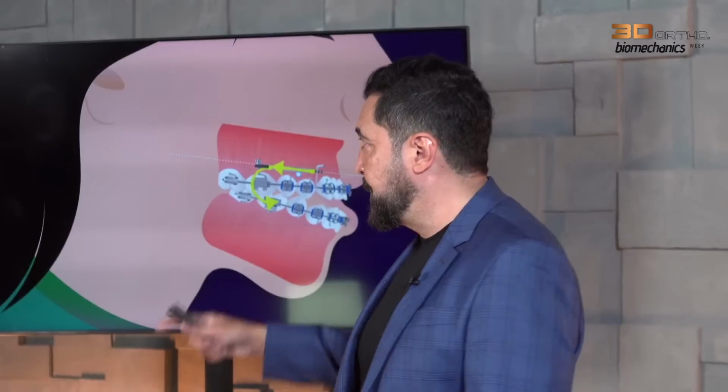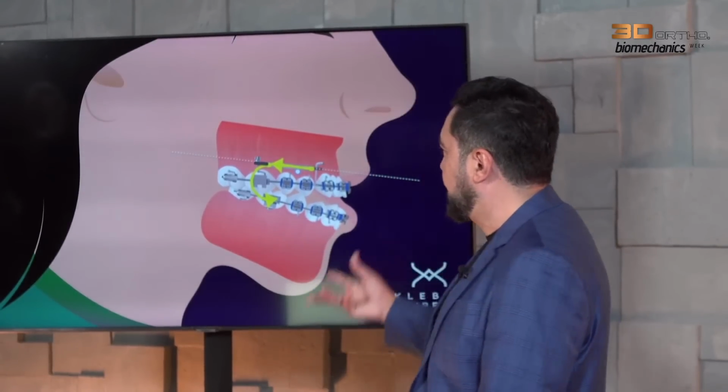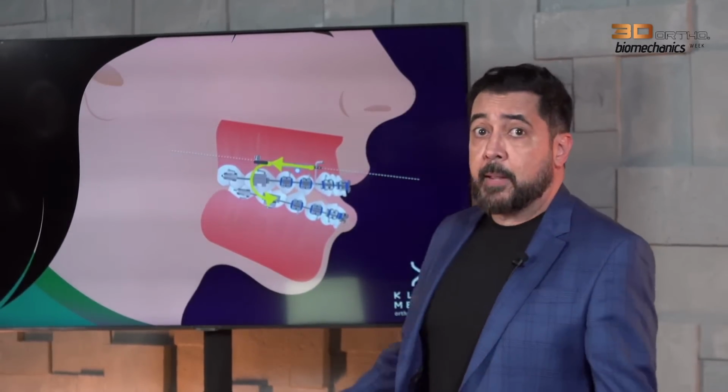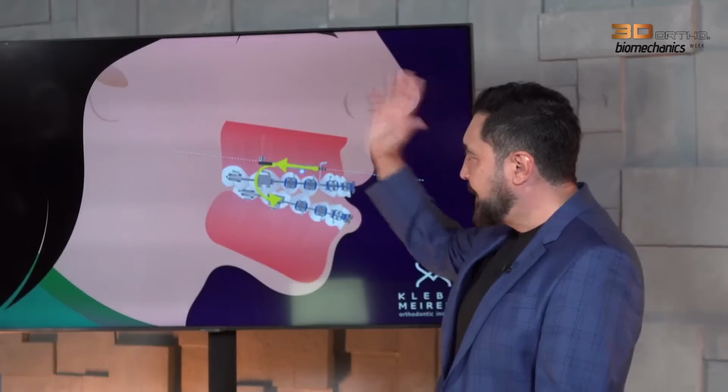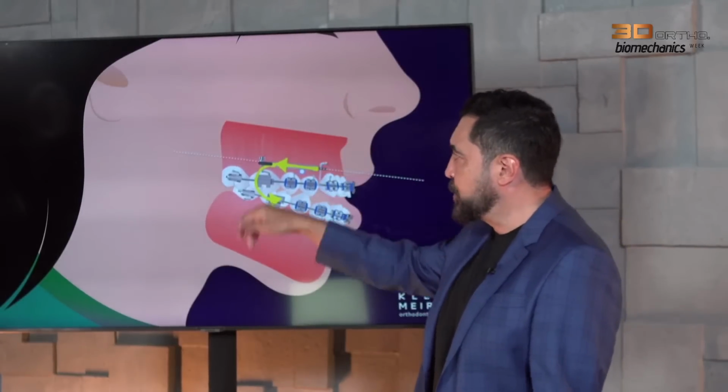Now you have two problems. You still have the class 2, and now you have a more vertical and higher lower anterior face height that you created. And now the treatment is longer. And now you need to do the extrusion. Maybe lower, maybe upper, maybe both. Not what you want. So you thought that was a good mechanics, but it was not.